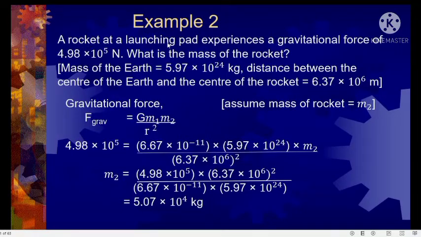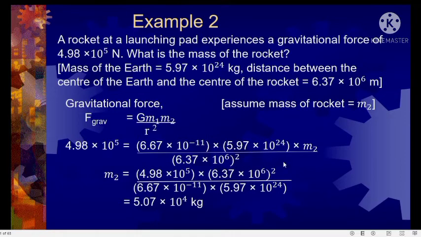Example 2. A rocket at a launching pad experiences a gravitational force of 4.98 times 10 to the power 5 Newton. What is the mass of the rocket? Mass of the earth is given. Distance between the center of the earth and the center of the rocket is also given. From the formula of gravitational force, we get F equals G m1 m2 divided by R squared. Assume that the mass of the rocket equals m2. You substitute the value of F, the value of G, m1 as the mass of the earth, and m2 as the mass of the rocket. The distance between centers is 6.37 times 10 to the power 6, squared.